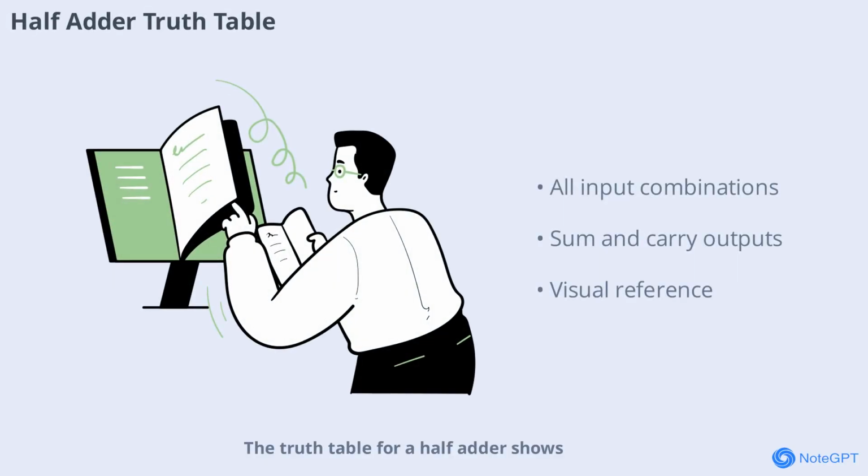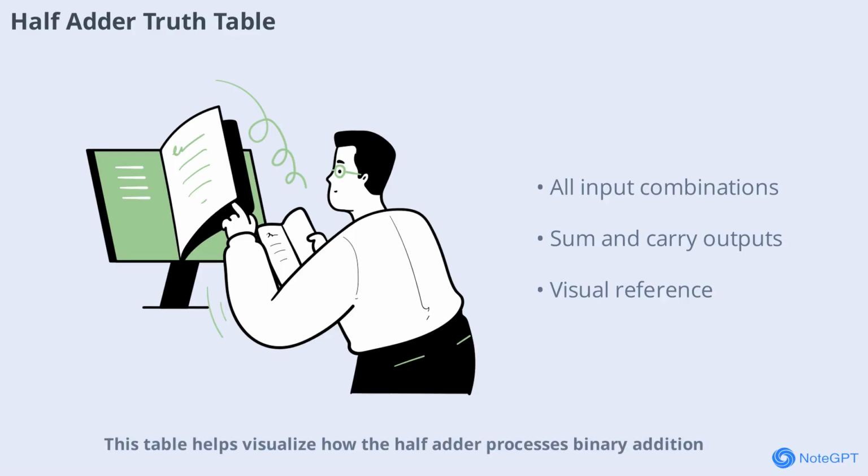The truth table for a half adder shows all possible input combinations and their corresponding outputs. When both inputs are 0, the sum and carry are 0. If one input is 1 and the other is 0, the sum is 1 and carry is 0. When both inputs are 1, the sum is 0 and carry is 1. This table helps visualize how the half adder processes binary addition. It's a handy reference for designing and troubleshooting digital circuits.